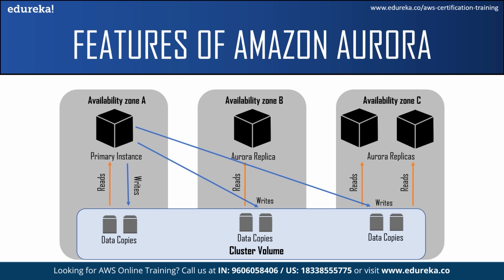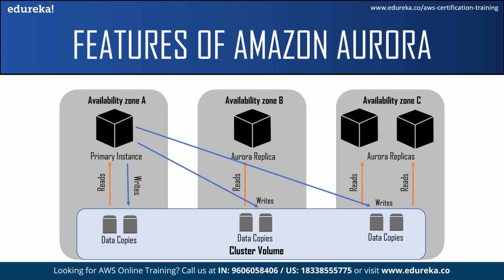Second, we have the Aurora replica. This connects to the same storage volume as the primary DB instance and supports only the read operation. Each Aurora DB cluster can have up to 15 Aurora replicas in addition to the primary DB instance. You can see availability zone B and availability zone C have the Aurora replicas. The benefit of this would be high availability, as Aurora replicas are located in separate availability zones. So when a primary DB instance becomes unavailable, Aurora automatically fails over to an Aurora replica. You can also specify the failover priority for your Aurora replicas.